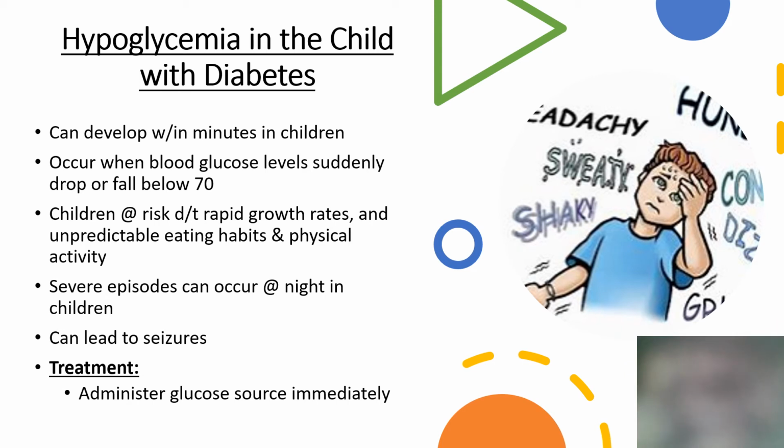Hypoglycemia in children can develop within minutes, so we need to be keenly aware of the signs and symptoms and monitor children for hypoglycemia. This occurs when blood glucose levels drop below 70 and often is noted when children are going through growth spurts, or with children who have unpredictable eating habits and all this crazy physical activity, which we note in our school age and adolescent populations. They tend to be eating more with friends and involved in a lot more activities and exercise. Most often these episodes can occur at night and can be very severe and can lead to seizures. Our treatment is the immediate administration of glucose sources.